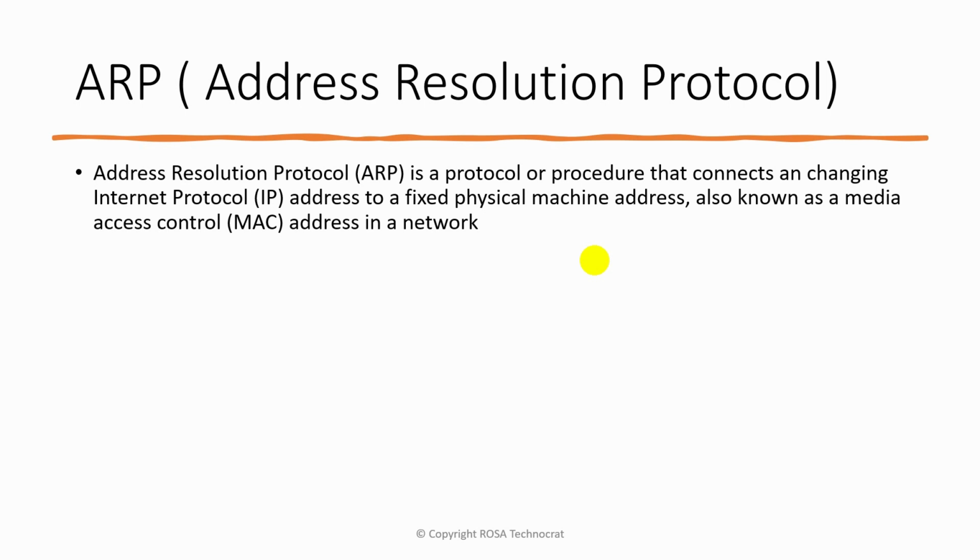So to summarize, whenever a device connects to any other device in a network, it has to convert from IP address to MAC address and vice versa. So the protocol or the process that gets this dynamic thing done is ARP, Address Resolution Protocol. So using ARP, we can get to know the MAC address of an IP and vice versa. Let's go.